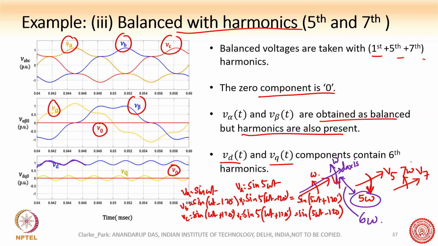Similarly, the 7th harmonic and the fundamental omega are rotating in the same direction, and their relative speed is 6 omega. So you will get a 6 omega component in the d-axis. Okay, and this is what I wanted to emphasize here, that you have a DC quantity on the d-axis with a 6 omega harmonic or 6 omega ripple on top of it.